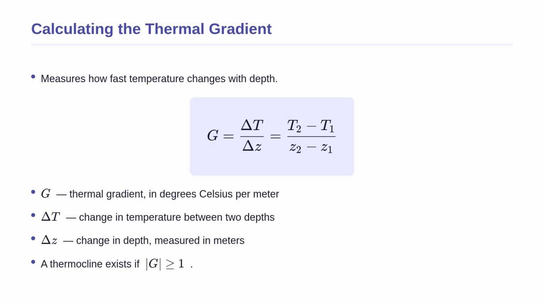By definition, a thermocline exists wherever the absolute value of this gradient is greater than or equal to 1 degree Celsius per meter. If the temperature difference increases over a very small depth, the gradient becomes steep, indicating a very strong and stable stratification barrier.